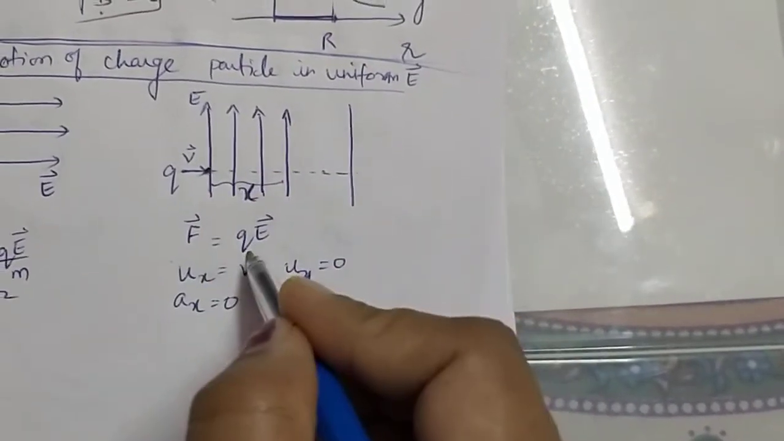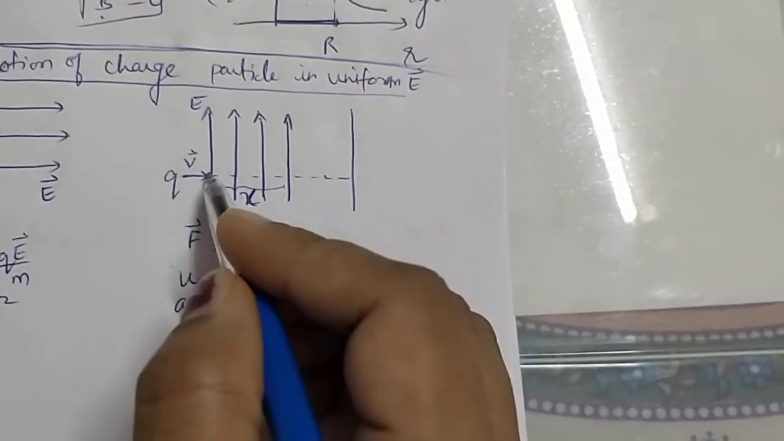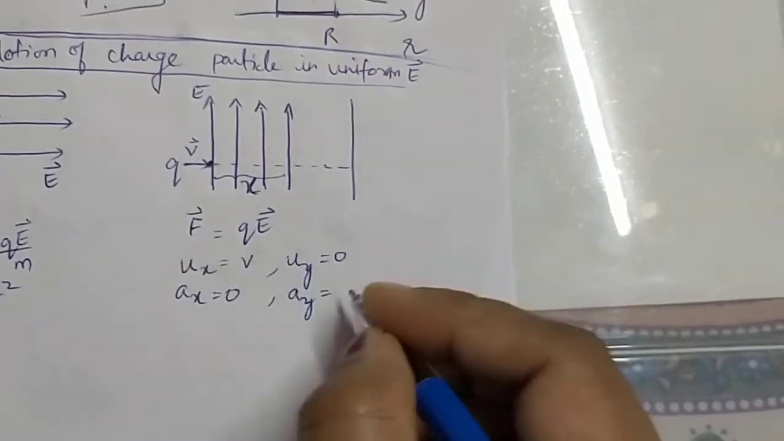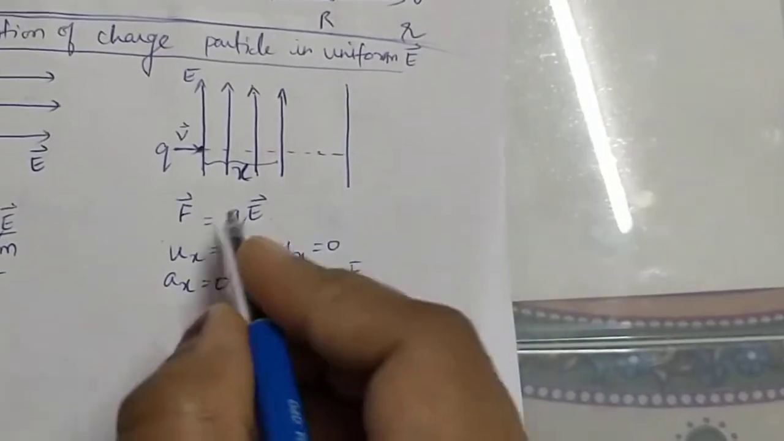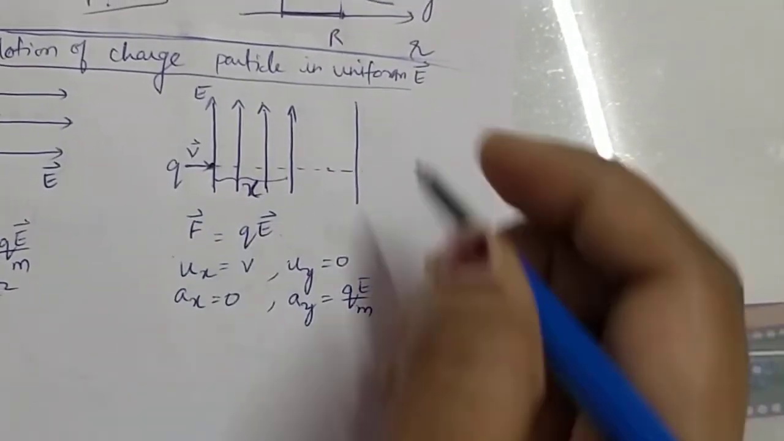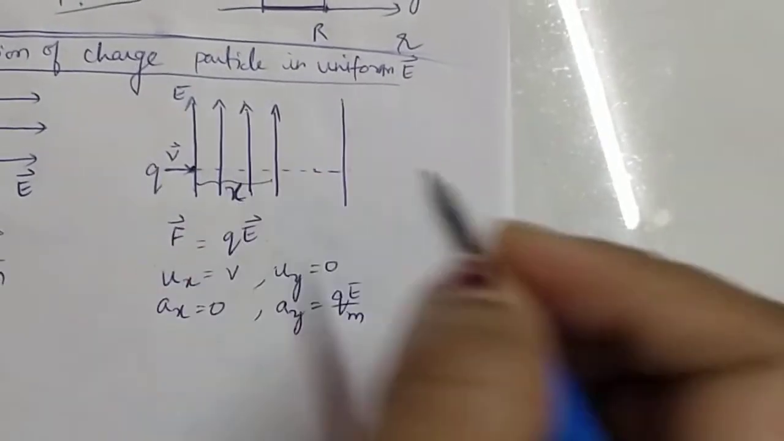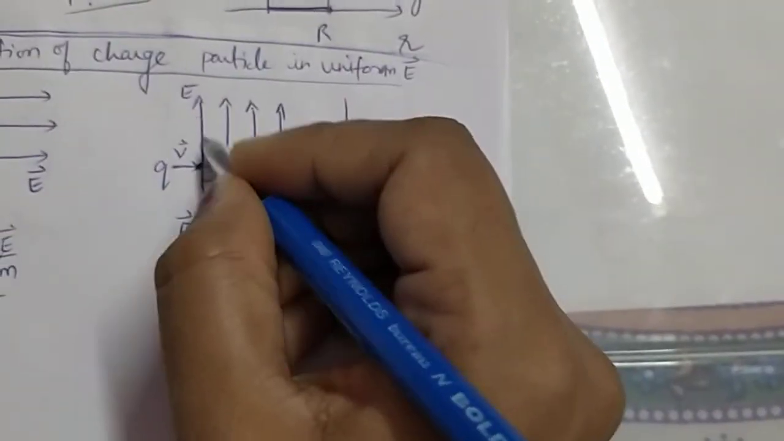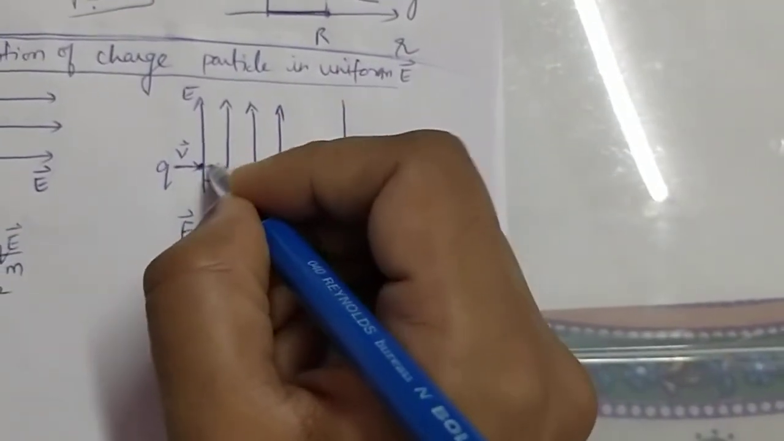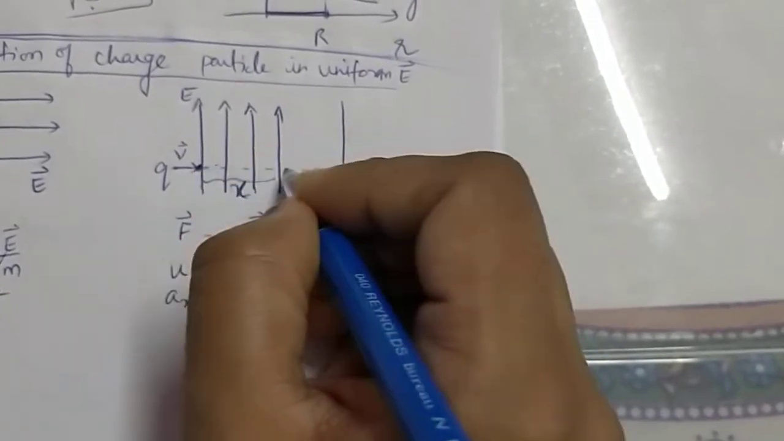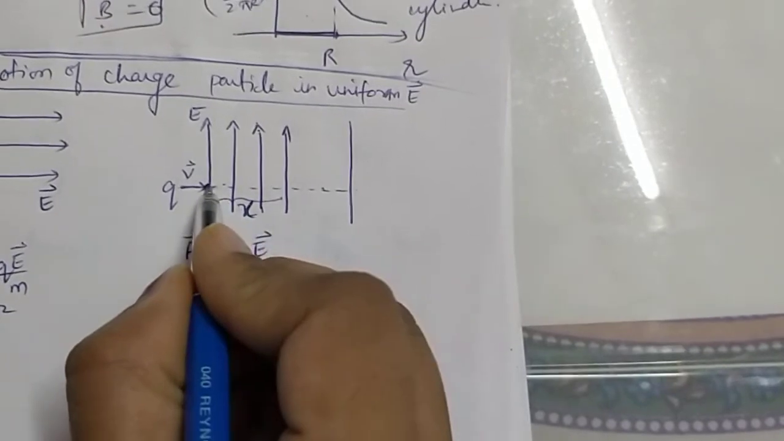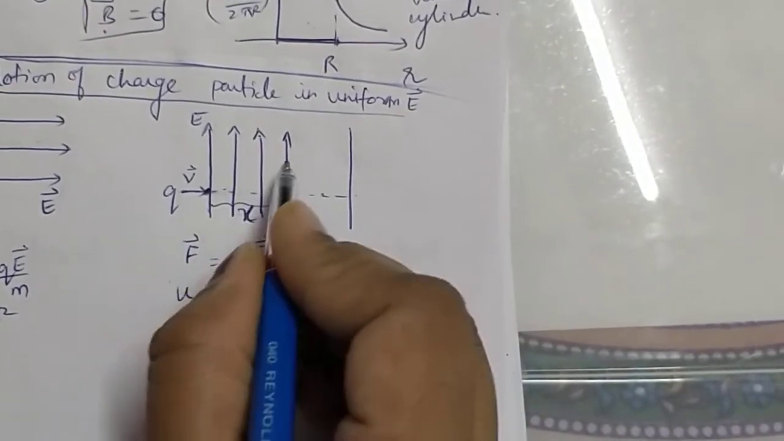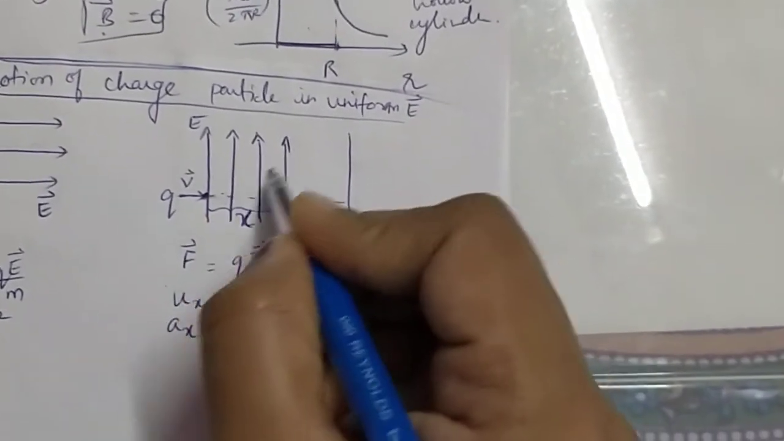The force is QE, and E is in this direction. So for a positive charge, acceleration will be in this direction, QE by m, along the y-axis, up direction. Because of this acceleration, there will be a motion in this direction. It will keep on moving straight in the x direction, because there is no acceleration in this direction, but simultaneously it will move in the y direction also. So will it be a straight line?